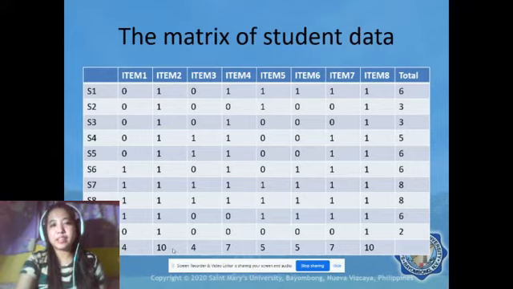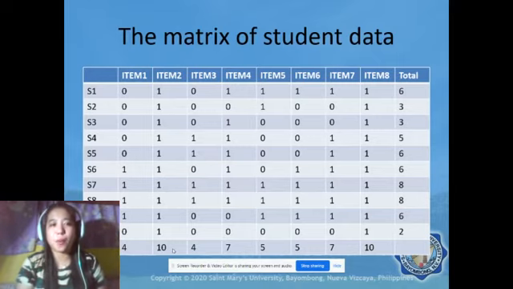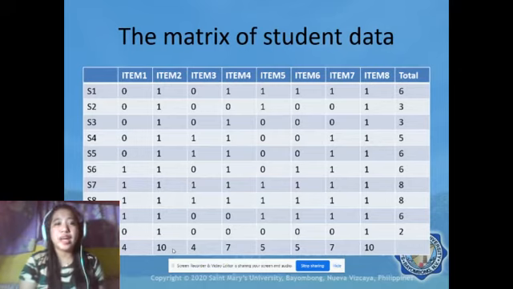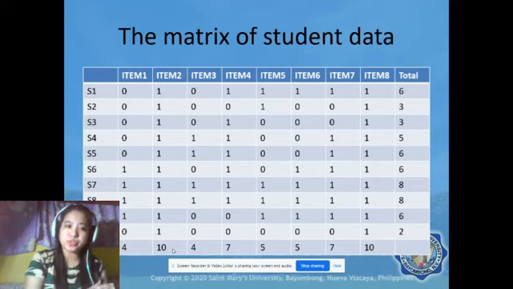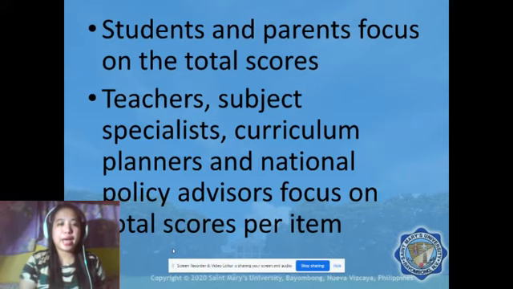But in the traditional method of presenting the matrix of student data, this is actually reversed. The first row corresponds to the students, while the first column corresponds to each of the items in the test. But since we are using software, we also have to change the format of our matrix to suit the software that we are using.